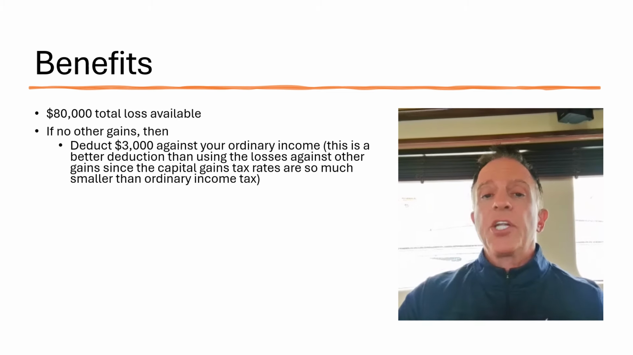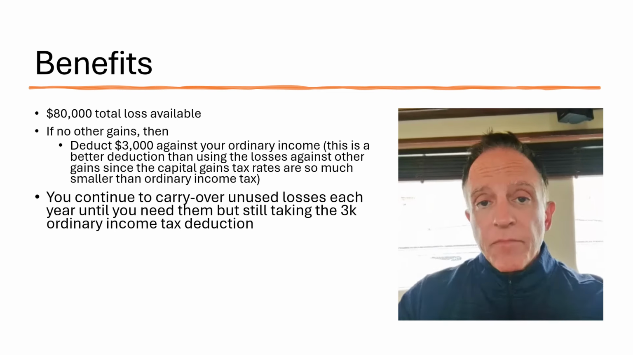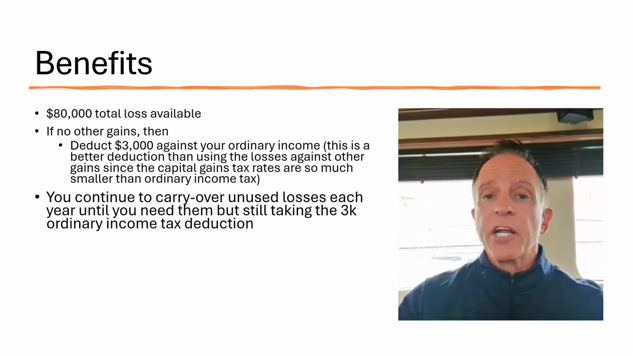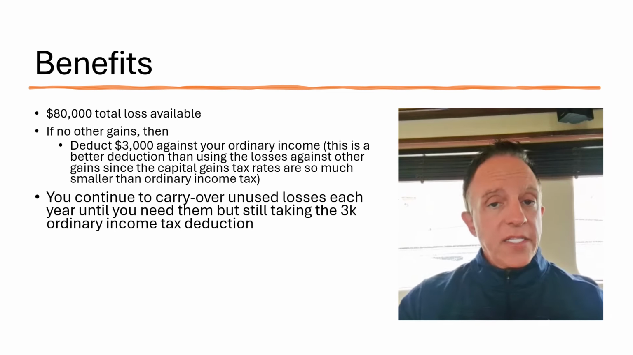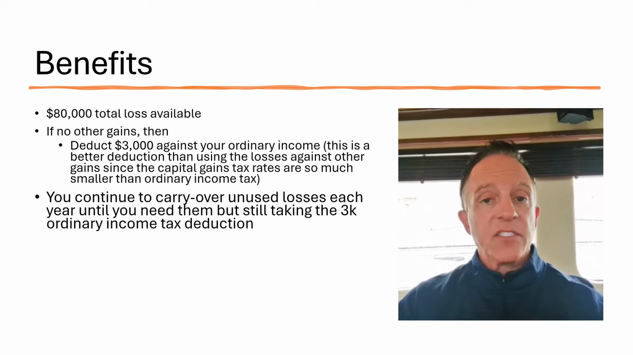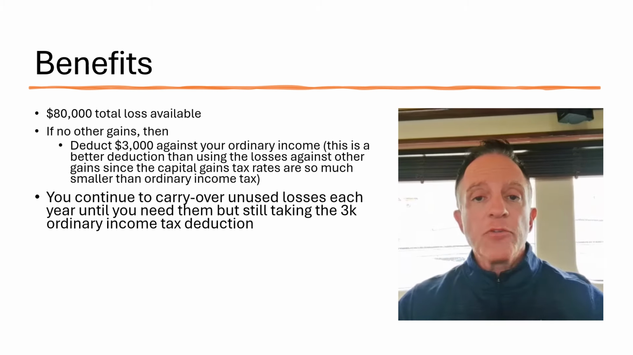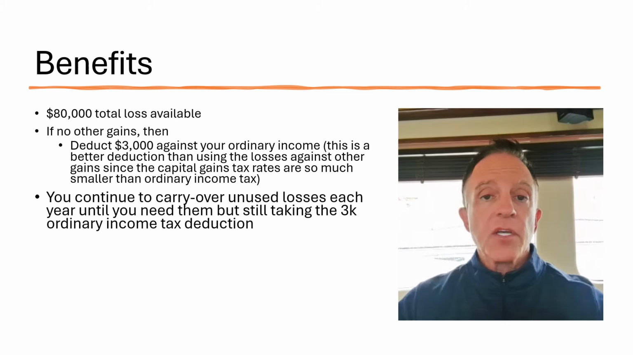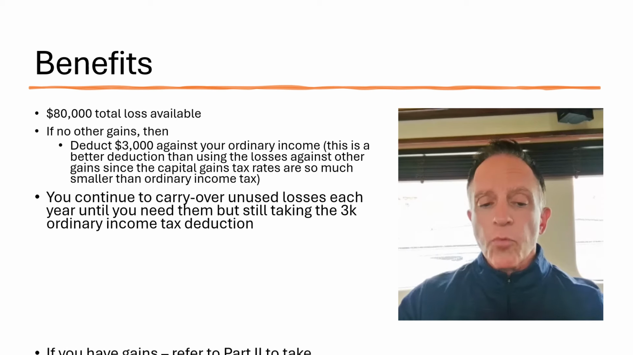So you can use that $80,000 loss against anything. And if you don't have something to use it against, you can continue to take that $3,000 loss against ordinary income. And that's a benefit because ordinary income tax is a much higher tax rate than capital gains tax. And if you remember, if you play it right, there's things that you can liquidate and go back to part one of this and stay within the 0% tax bracket. So whatever you don't use, so if you take the $80,000 loss and you use up $3,000 because you didn't have any other gains, guess what? You can carry forward $77,000 until the next year. So it's a really good deal.